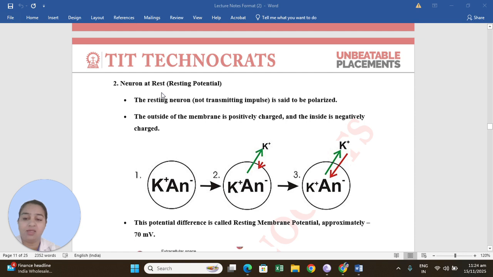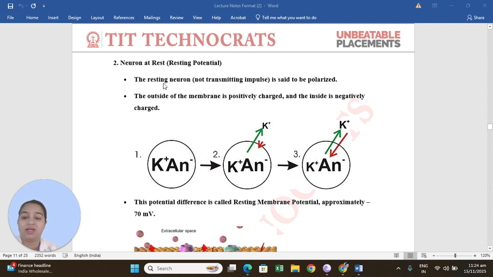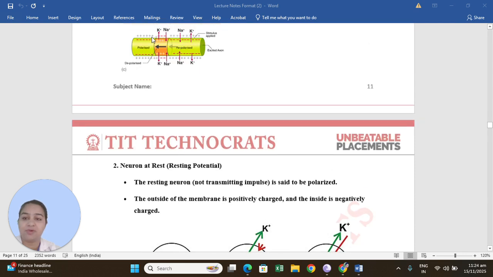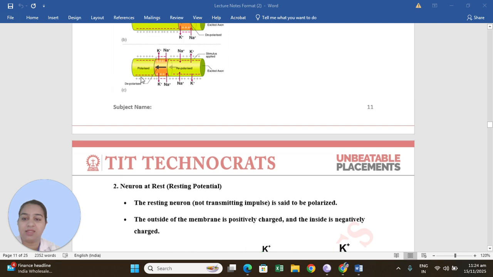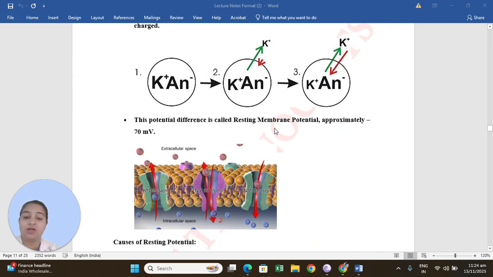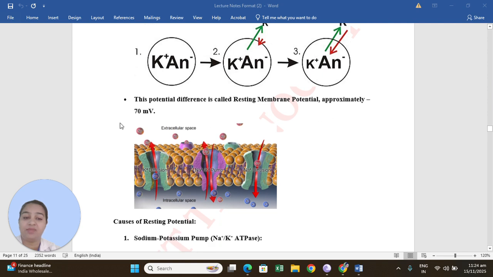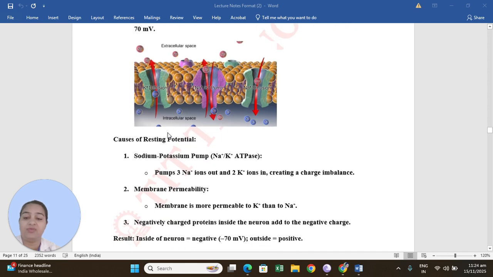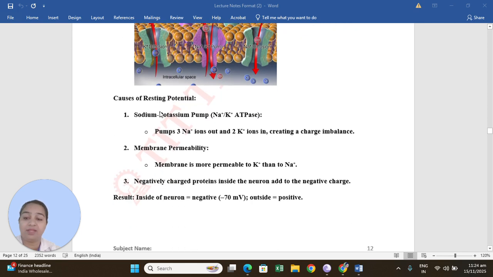Neuron at rest. Listen, when the neuron is not doing any function, it is at rest, and that we call resting membrane potential or resting potential. When the neuron is not doing anything, the resting neuron is said to be polarized. The outer side of the membrane is positively charged and the inside is negatively charged. See here, this is positive charge, and on the inner side it is negative charge. At rest, the potential difference is called resting membrane potential, and it is approximately minus 70 millivolts.